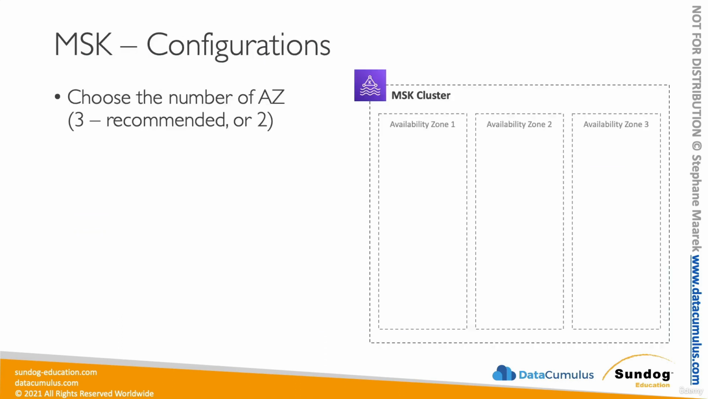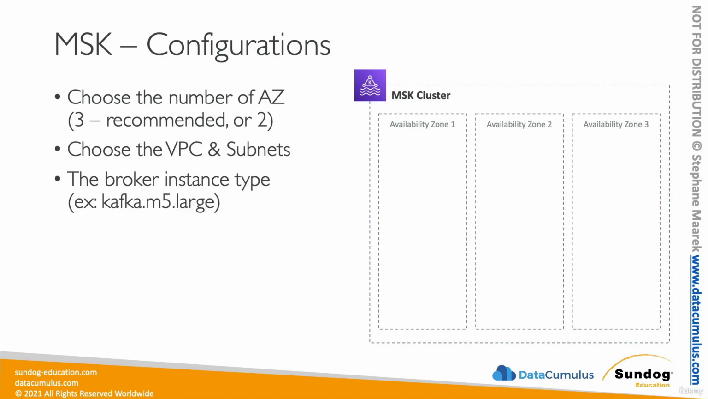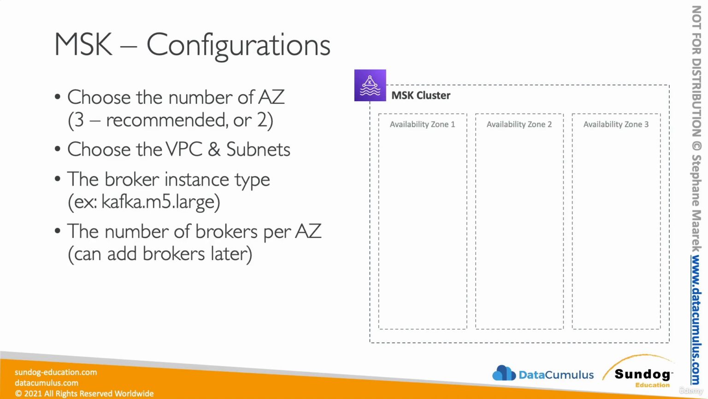So in terms of configuration, you choose a number of availability zones. So 3 is recommended, or 2. Then you choose the VPC and subnets. This is a private cluster. You choose the broker instance type, for example, an M5 large EC2 instance, the number of brokers per AZ, and you can add brokers over time.